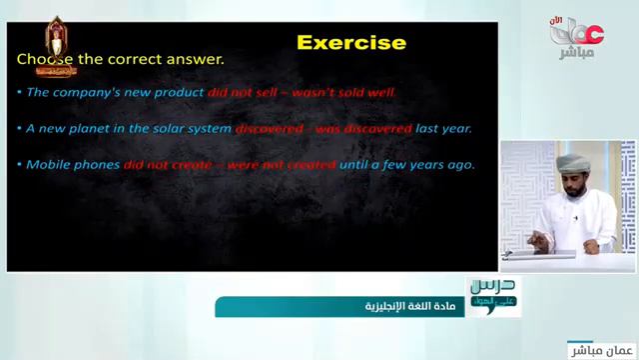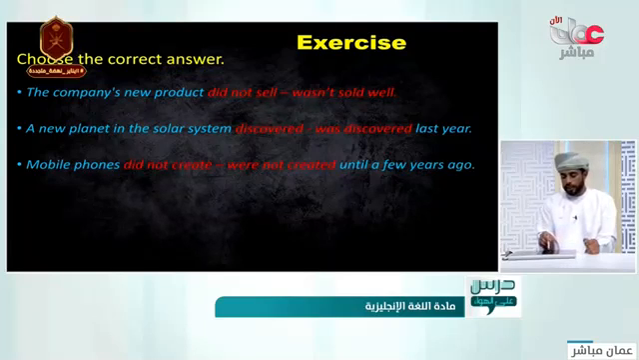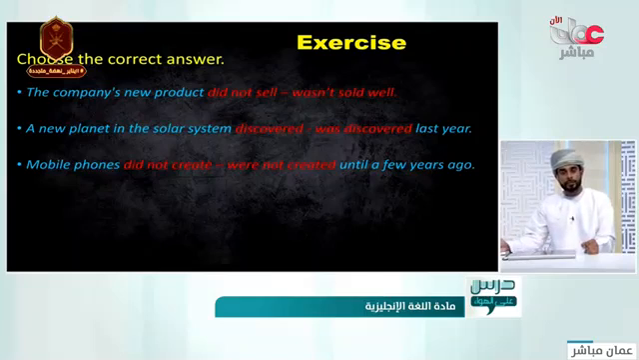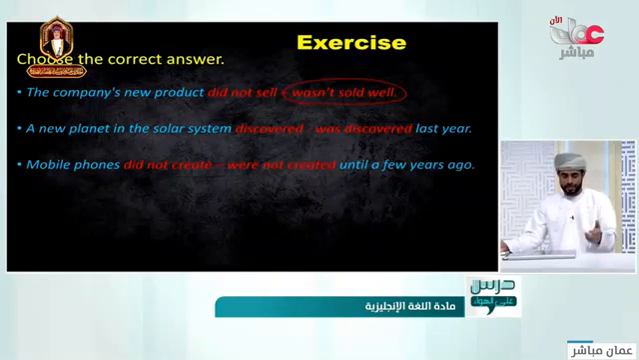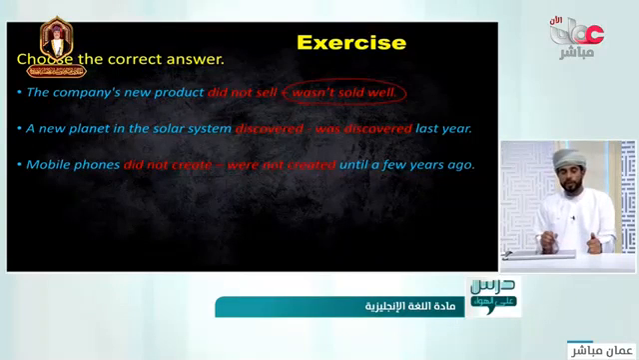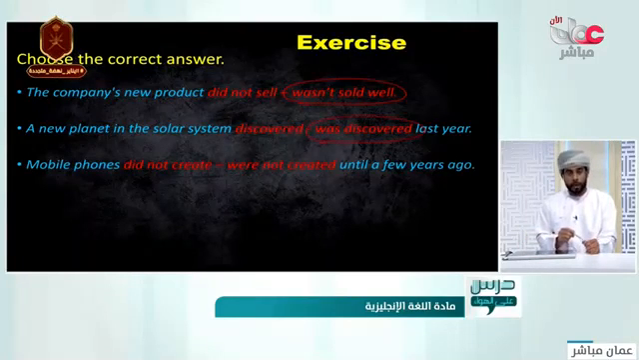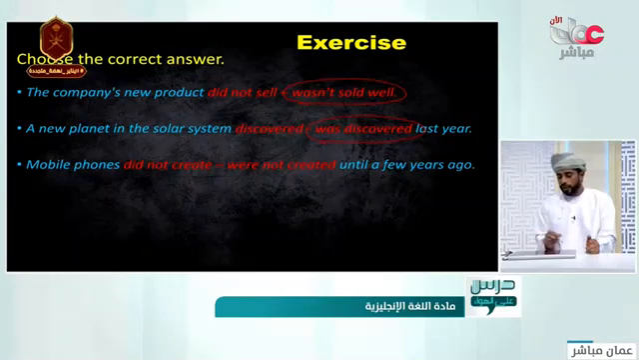We are almost about to finish. We have some more exercises here. The company's new product did not sell or wasn't sold well. Is it the product itself selling itself or someone selling it? Yes, wasn't sold well. Someone was selling that product. It's not the product selling itself. And again, a new planet in the solar system discovered or was discovered last night? Of course, it was discovered. Someone discovered it, not the planet itself. Mobile phones did not create or were not created until a few years ago. Of course, someone created it.